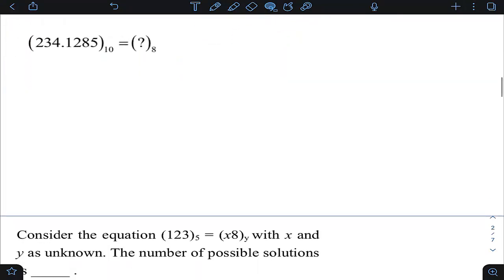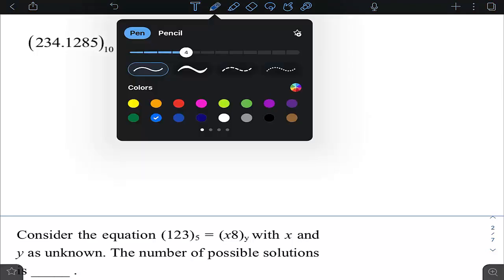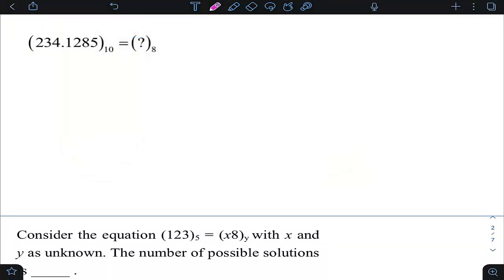Student, what I'll be doing in this case is dealing with the integer part separately and the fractional part separately. Here the integer part is 234, so I'm taking 234. What you do is keep on dividing these numbers by the required base. The required base is 8, so you keep on dividing by 8, repeated division.